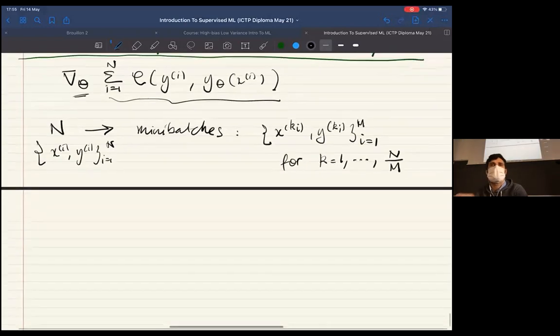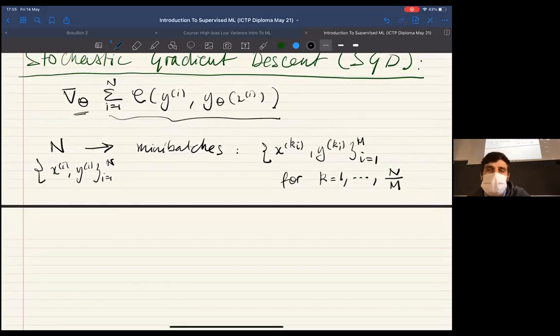Yeah, each batch has the same number of samples, which is M. Let's say M is 10 or 100, a small number compared to the total number of samples. And usually you create the mini batches in a way that a sample appears only in one of them. You don't have repetitions.